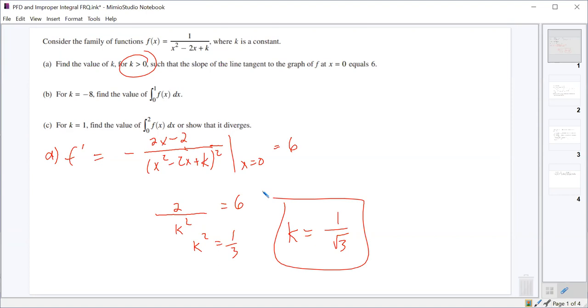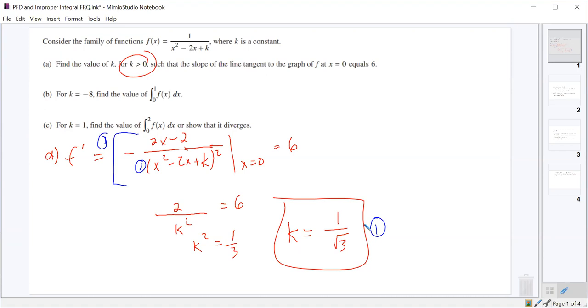They gave you 3 points for that. I don't know why they did this. They gave you 1 point for having the right denominator, 1 point for having the full derivative correct, and 1 point for the answer. I don't know why they broke it up like that, but that's how they broke it up. So, everybody good with part A?